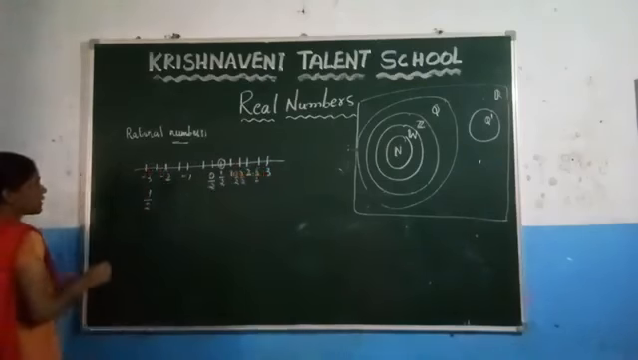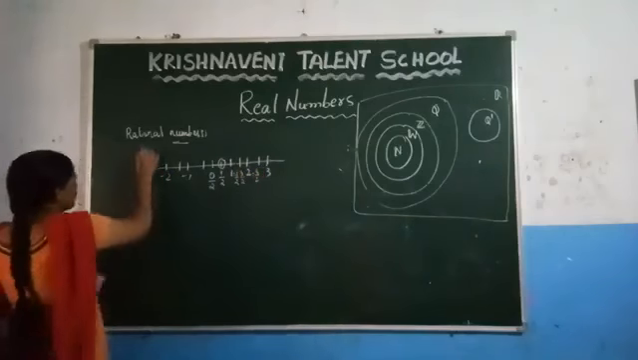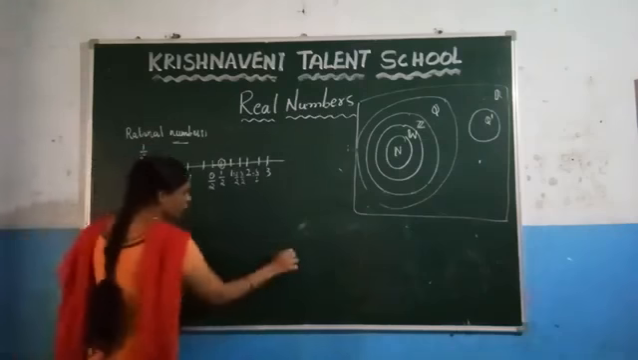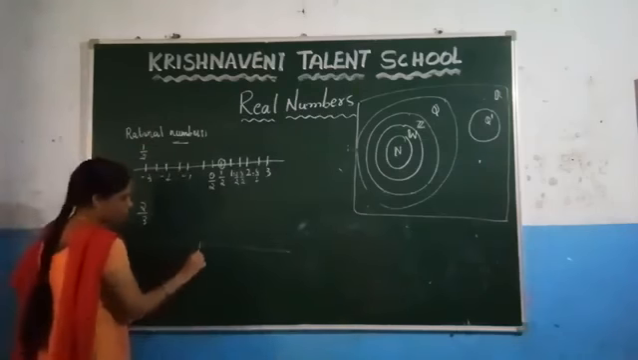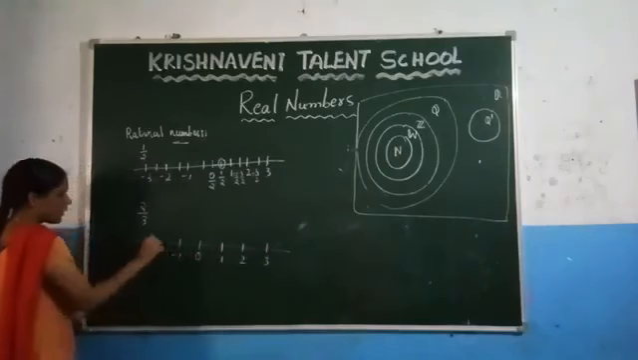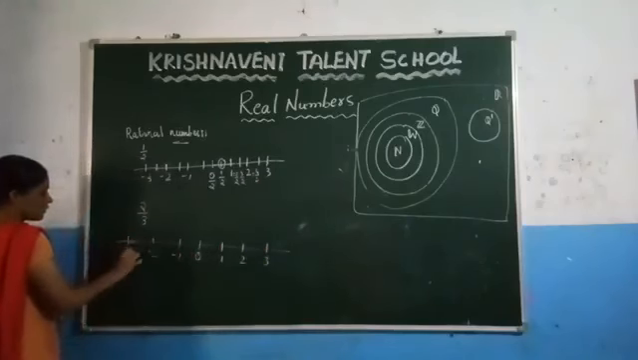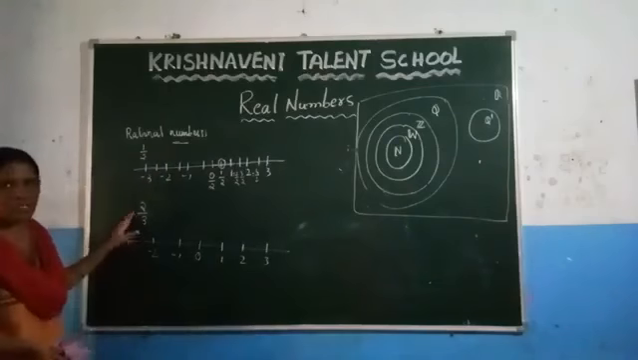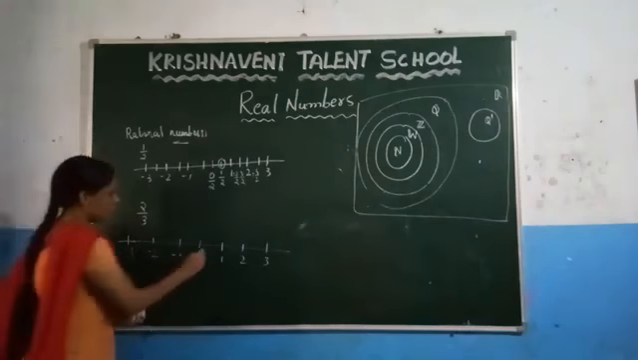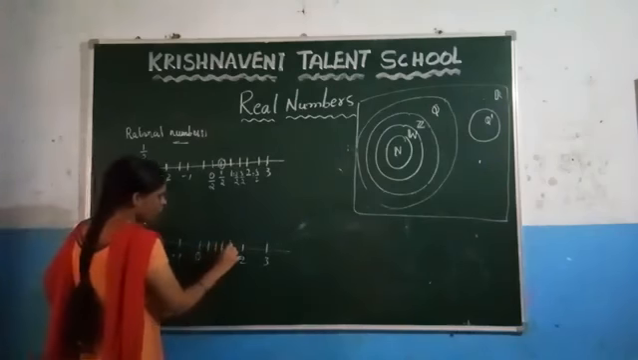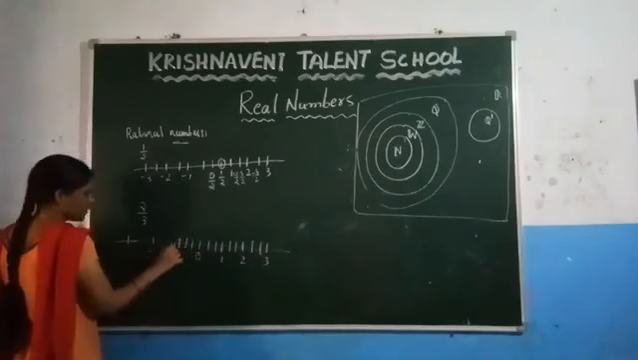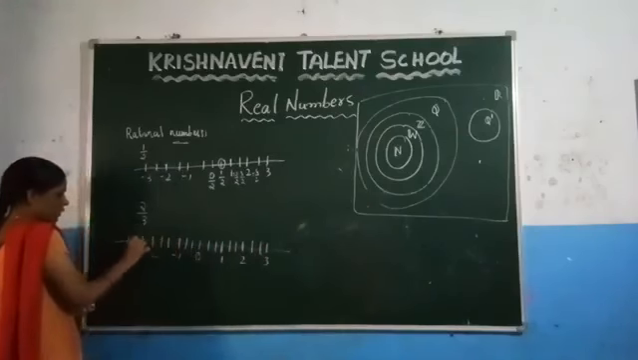Now let us consider one more example, 2 by 3. If you want to represent 2 by 3 on a number line, what is our first step? You have to mark the numbers on a number line, and after that you have to check what the denominator is. Since the denominator is 3, you have to divide each unit into 3 equal parts.